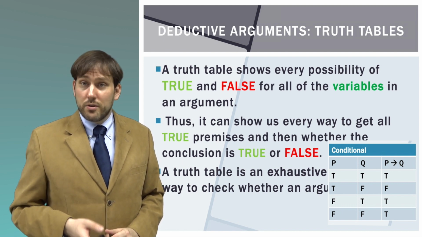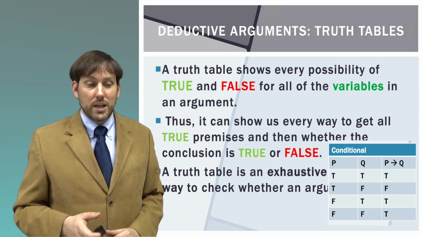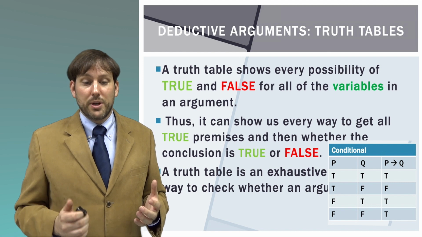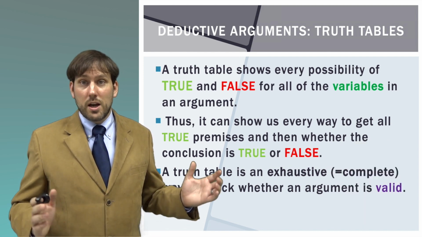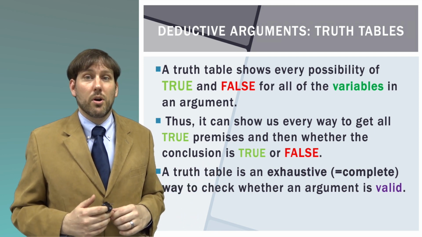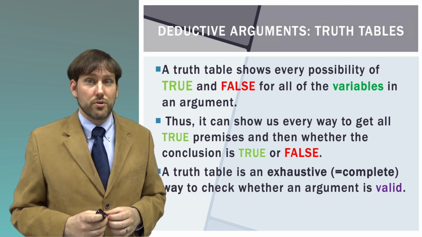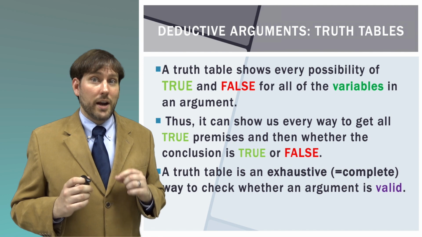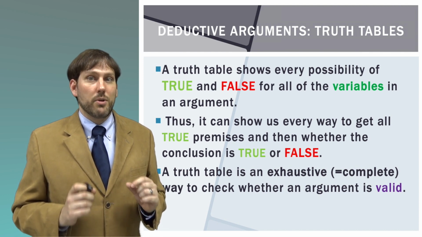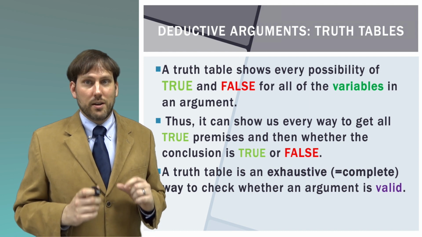Then we see if the conclusion could ever be false. If there's any time when all of the premises are true but the conclusion is false, then the argument is invalid. If there are times where all the premises are false and the conclusion is false, we don't care. If there are times where all the premises are true and the conclusion is true, that's useful, but that actually does not affect whether it is valid. We only want to know, can we ever have all true premises and a false conclusion?